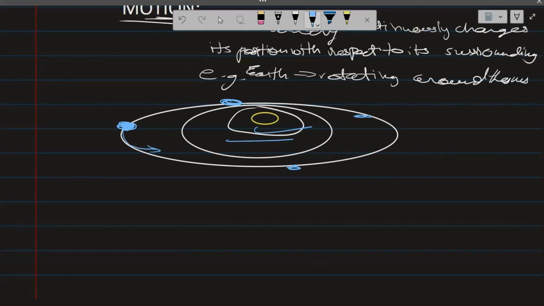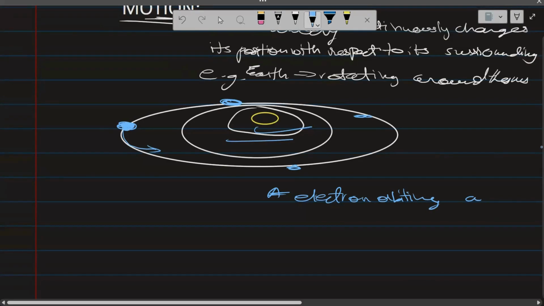And another example can be an electron orbiting the nucleus, okay? It is also an example of motion. So this is the second example.